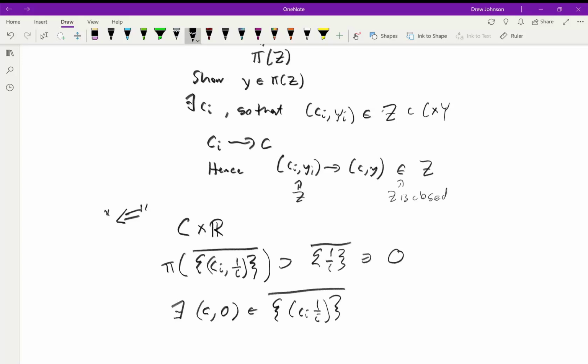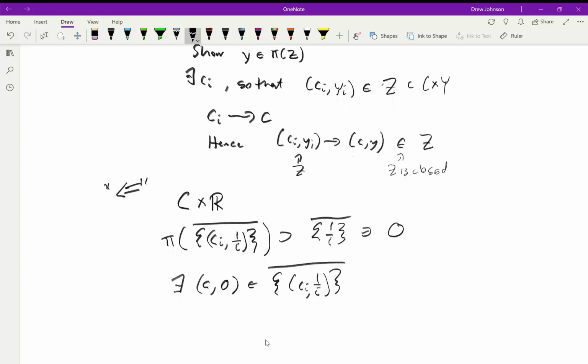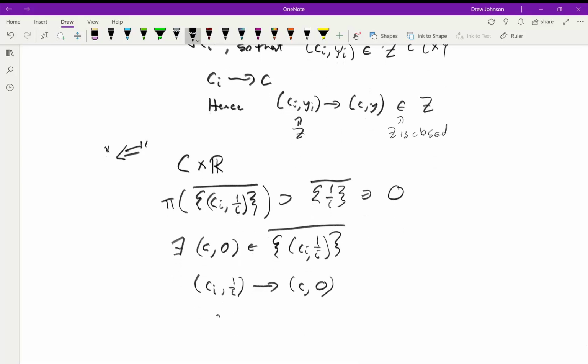All right, okay. So if Ci is in this closure here, then that tells me that by passing to a subsequence, we can have Ci_1 over i converges to C0. Okay, and then of course this tells me that Ci converges to C. The projection onto the first factor is continuous, so it preserves limits. All right, and so we have that our original sequence Ci has a convergent subsequence, so C is compact.